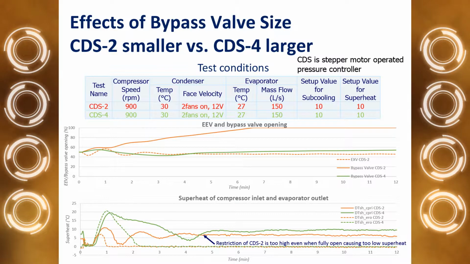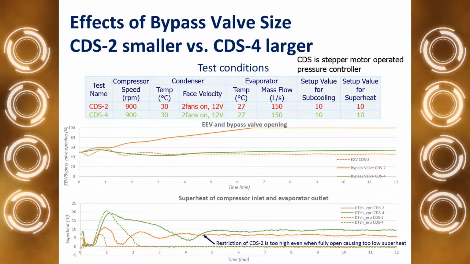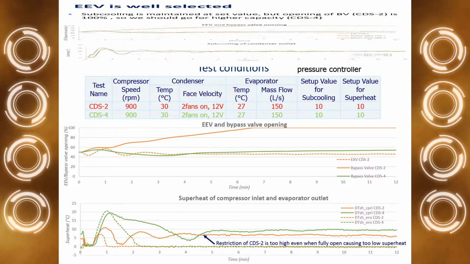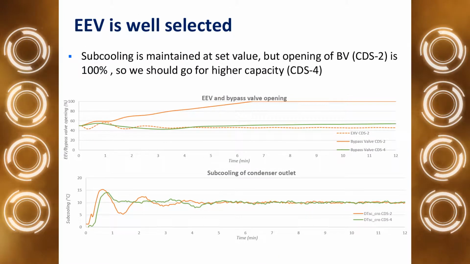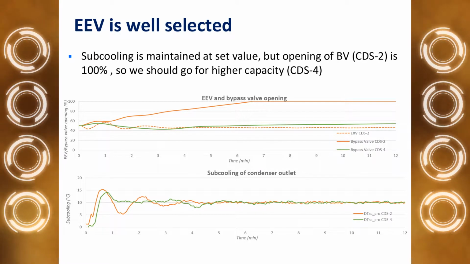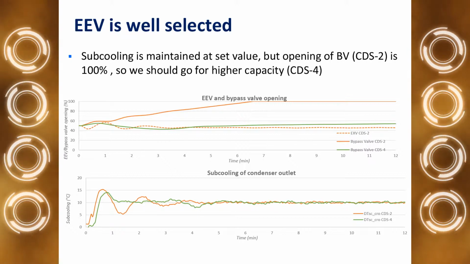We had to change it to a CDS4. Here you can see, with a green solid line, the opening of the CDS4 valve. We open it around 40% or 50%, and we could control the superheat at 10 degrees. We also noticed that our expansion valve is well selected, and we could control our subcooling with it. You can see with the bottom red line the opening of our expansion valve, and the red line is showing subcooling at the condenser outlet, so we could manage subcooling at 10 degrees. So we didn't change anything about our expansion valve.